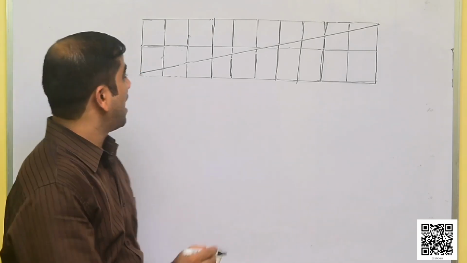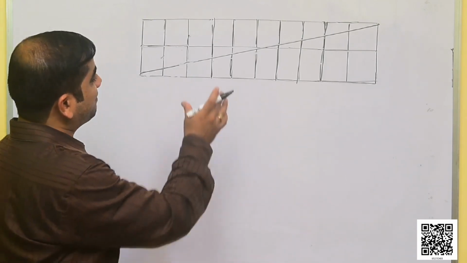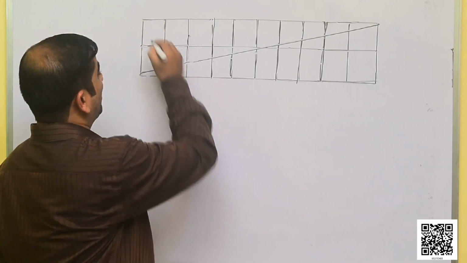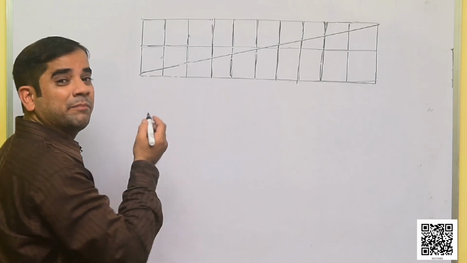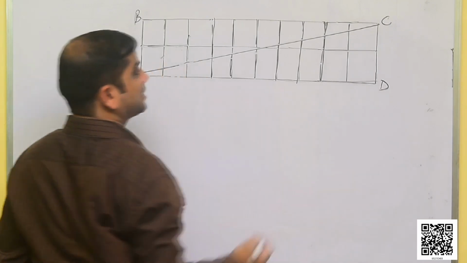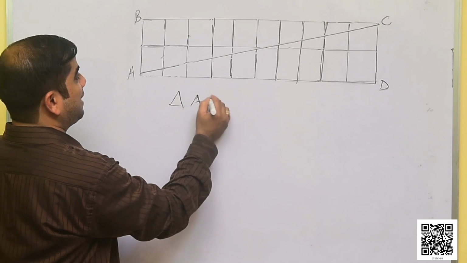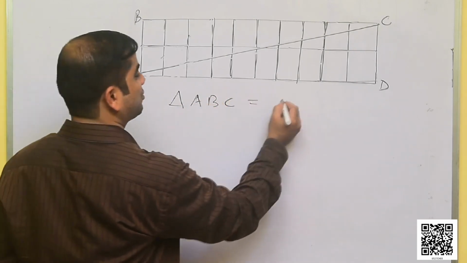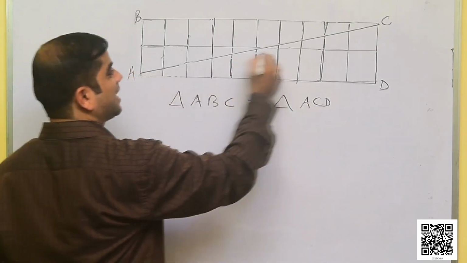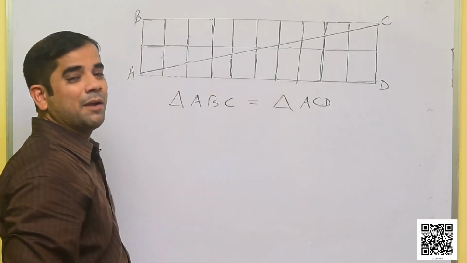Students, see, I have joined two opposite corners of the rectangle. Thereby, I have divided this rectangle into two equal triangles. Let me name it so you can better understand. Suppose ABCD is the rectangle. Now triangle ABC is equal to triangle ACD because this is the line that is dividing the rectangle into two equal parts.